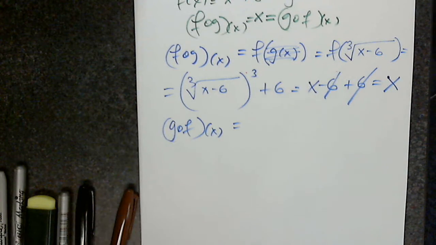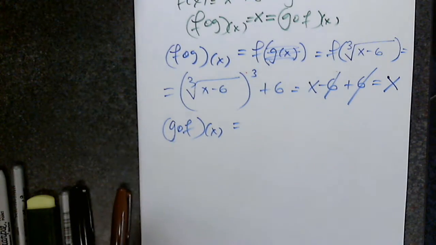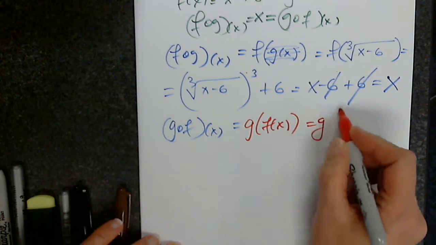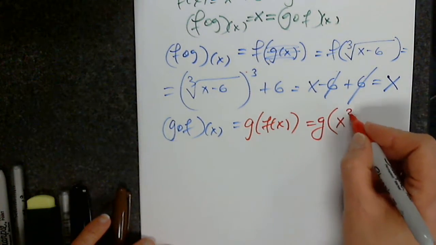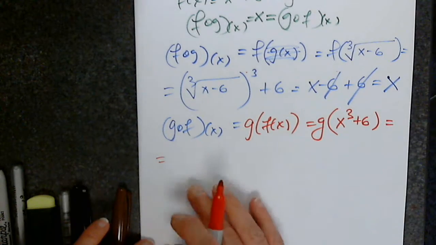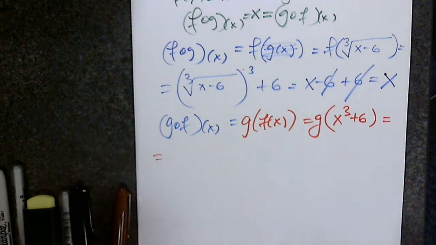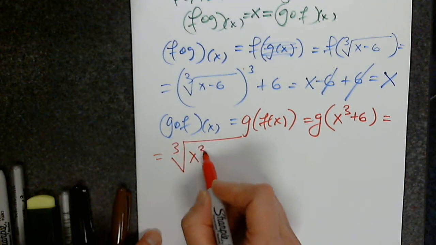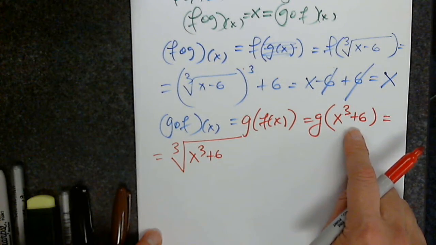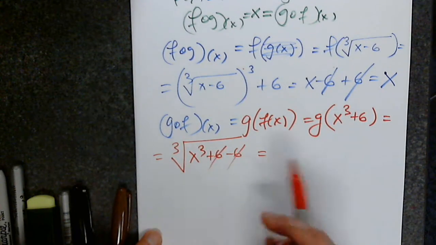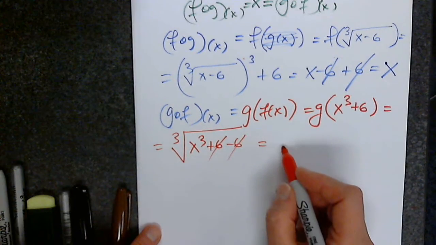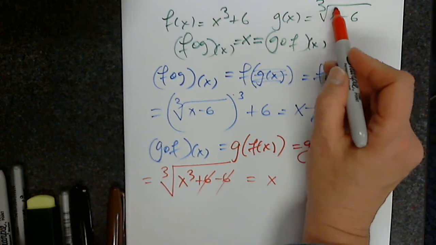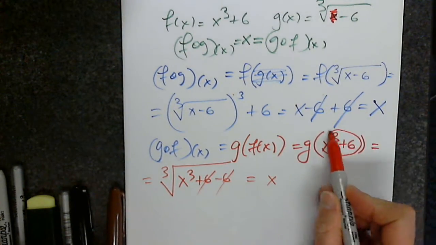Ready? Good. So please dictate. Which is g of... But g says the cube root of whatever minus 6. So it's the cube root of x to the third plus 6, minus 6. And these two go away, and the cube root of x cubed is? x. So g says the cube root of whatever minus 6. But this is my whatever.